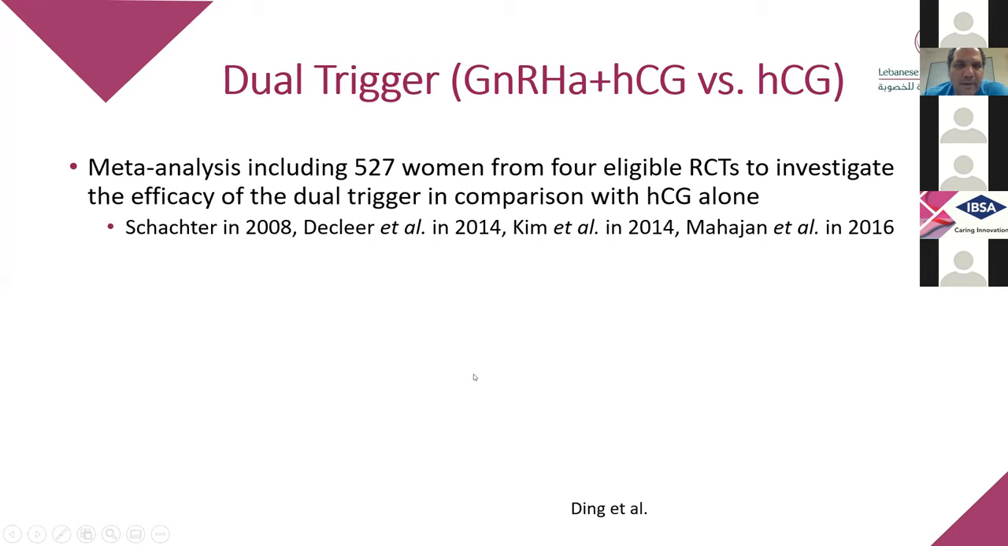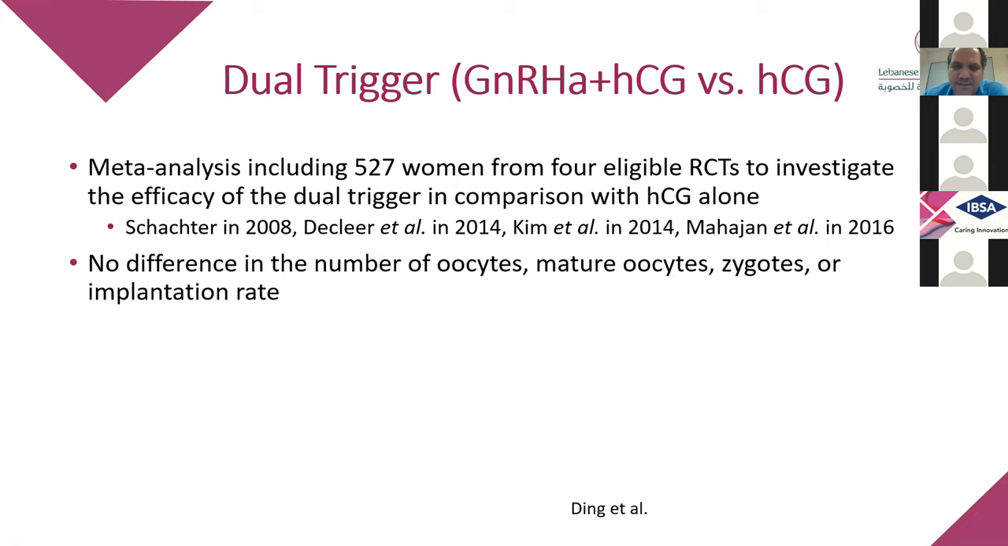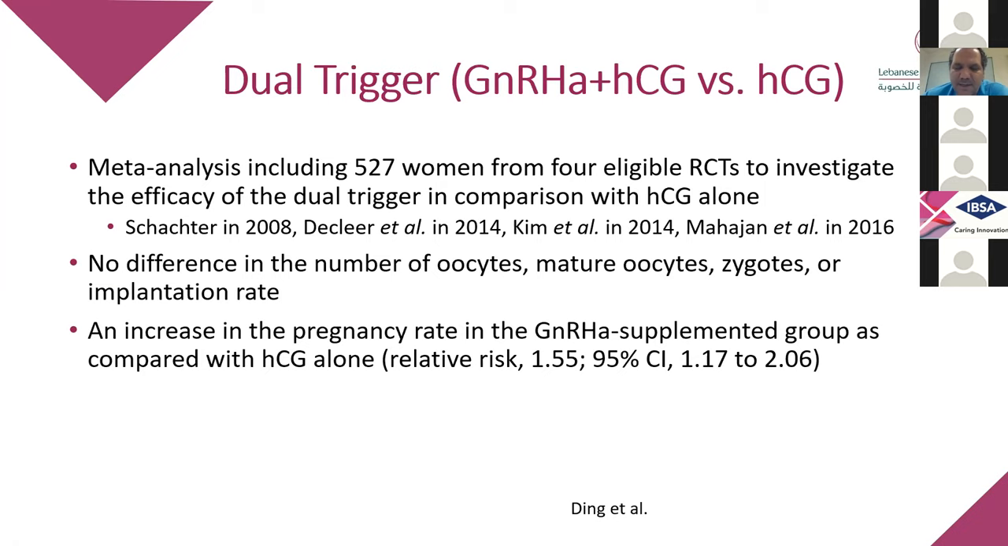Finally, Ding last year did a meta-analysis including 527 women from four randomized trials to see if the dual trigger worked. These studies involved GnRH agonists, triptorelin and HCG or leuprolide and HCG, versus HCG by itself. There was no difference in mature oocytes, zygotes, or implantation rate. However, there was an increase in the pregnancy rate in the GnRH supplemented group compared to HCG alone.